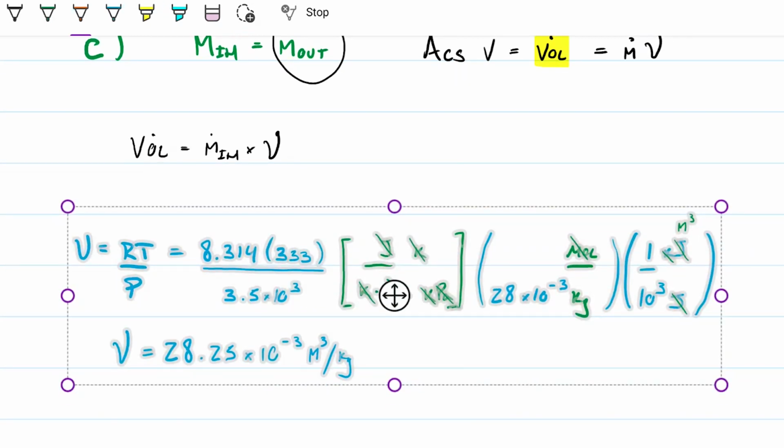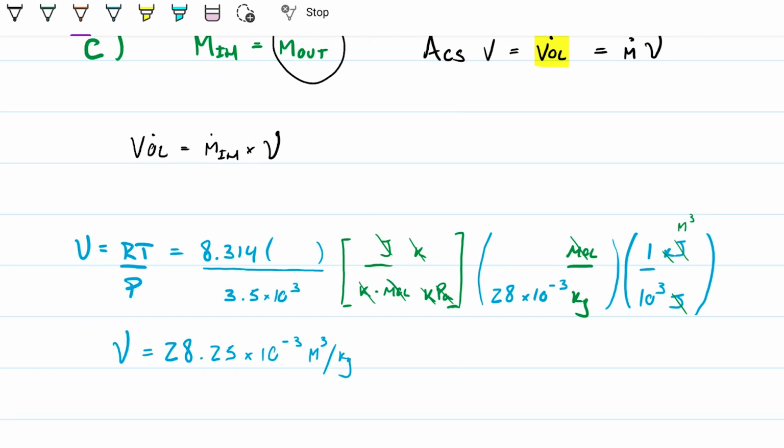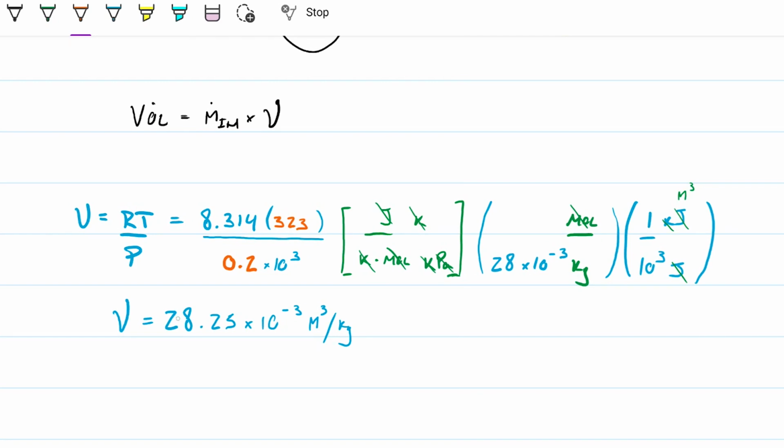Okay, so what has changed? Well, this temperature is not the same anymore. This temperature is now 50, so 10 less, so 323. And the pressure is significantly smaller. It's 0.2 now. Everything else is the same, and therefore we can leave that. But this means that this specific volume is going to be greater, and I got this to be 479.57 times 10 to the minus 3, like the other one.